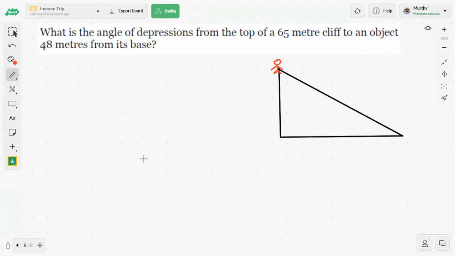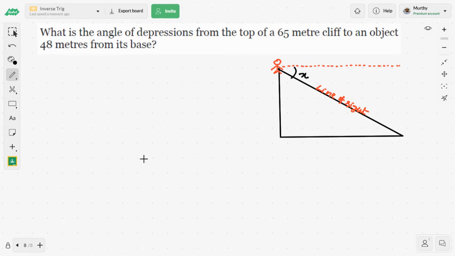Please remember, angle of depression means the angle formed between a horizontal line and the line of sight. So this is the line of sight. If you are looking from top to bottom, from the top position, at an object which is at the bottom or which is lower, then we call this the angle of depression. So the question is, what is the angle of depression here?